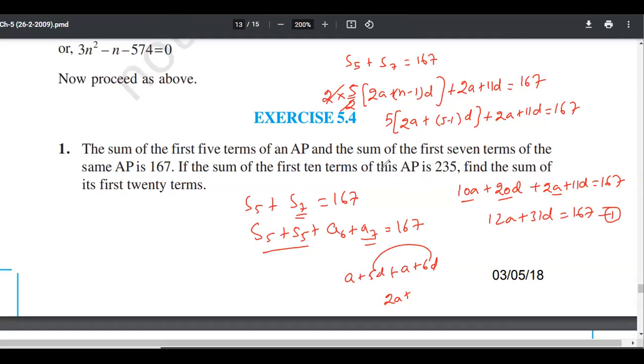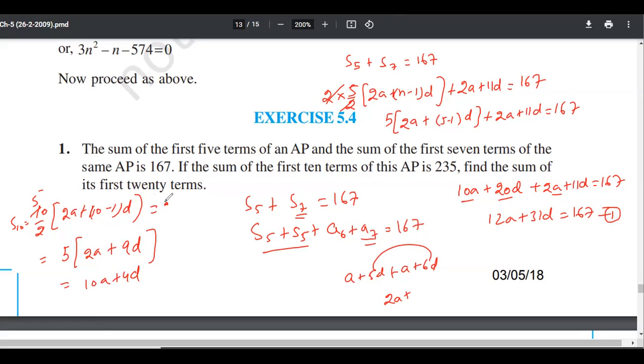After that, you have to write the sum of 10 terms, which is 10 by 2 bracket 2a plus 10 minus 1 into d, so 5 bracket 2a plus 9d. This will give 10a plus 45d. How much is given? 235. So 10a plus 45d is equal to 235. Now you have the second equation, and the first equation is this one. Okay, understood, our second equation has come.